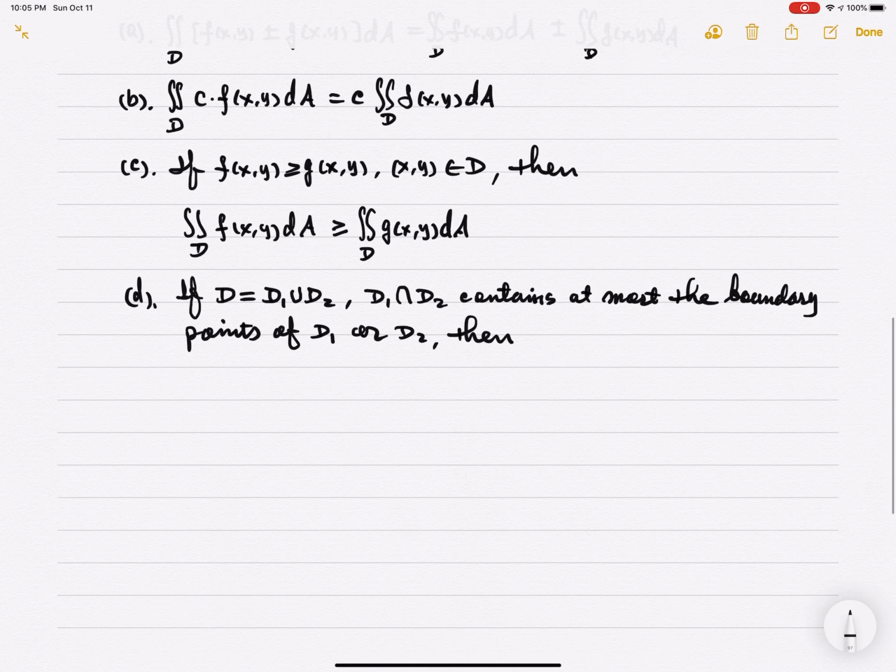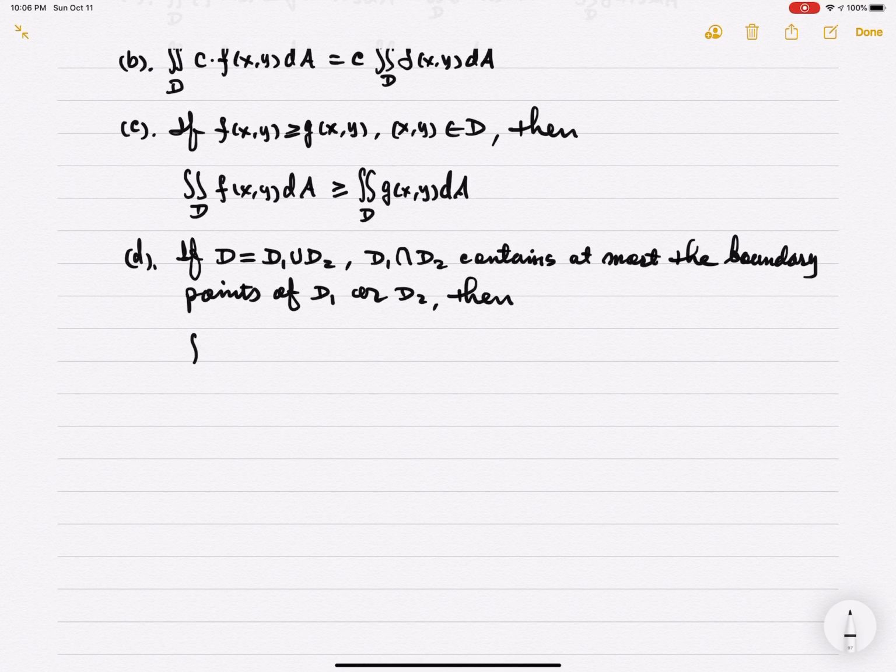Then the double integral over D of f(x,y) dA can be broken up into two integrals, the integral over D1 of f(x,y) dA plus the integral over D2 of f(x,y) dA. Okay, so that's part D.